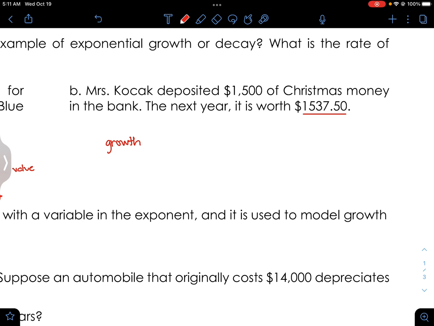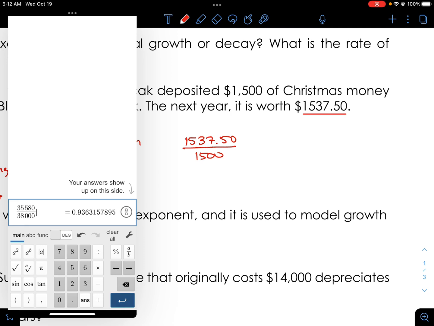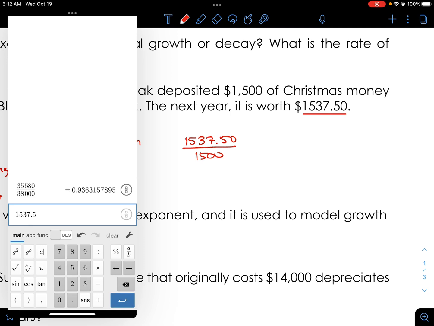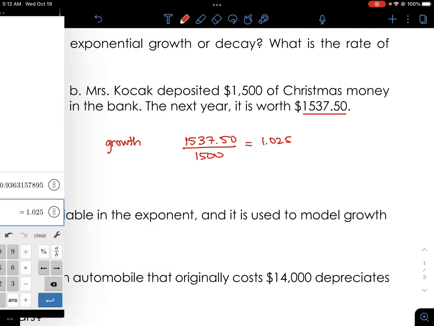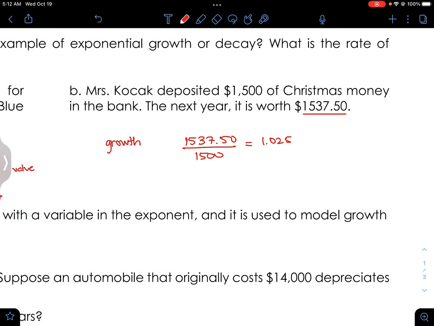And in order to figure out what the rate of growth is here, we would take the current amount, $1,537.50, and divide it by 1,500. We find out that we get 1.025, which would make sense because this is really saying that you have more than 100%, which means that you kept the money that you had and you increased it by 2.5%. So there's a 2.5%, which is equal to the rate of growth.